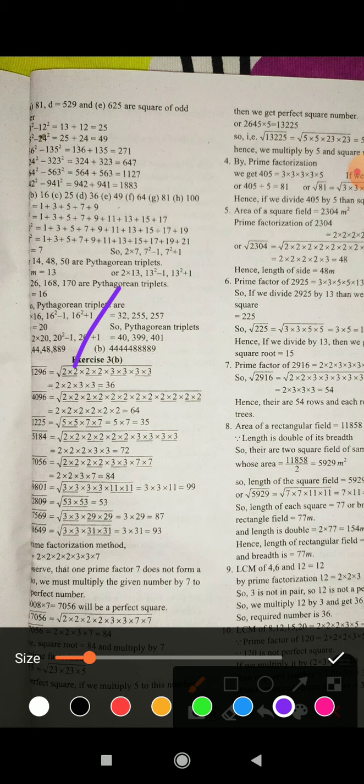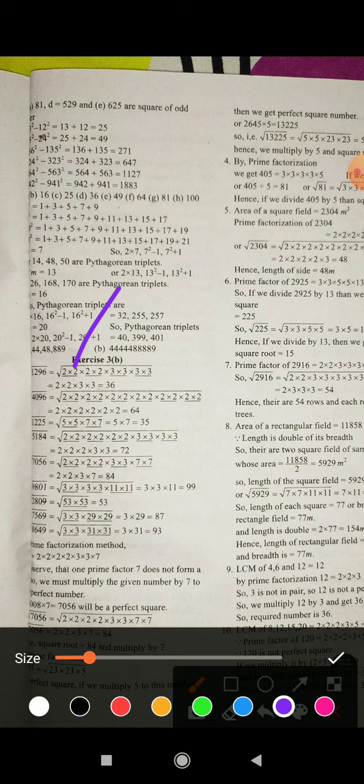So here we have 4 pairs. First 2 into 2, so we can write 2. Next 2 into 2, we can write 2. Next 3 into 3 is 3, and the other 3 into 3 is 3. Okay, and then multiply. So we get the square root of 1296 is 36.